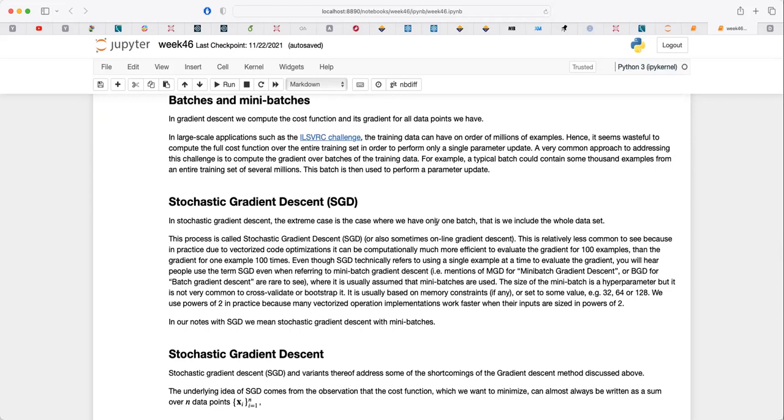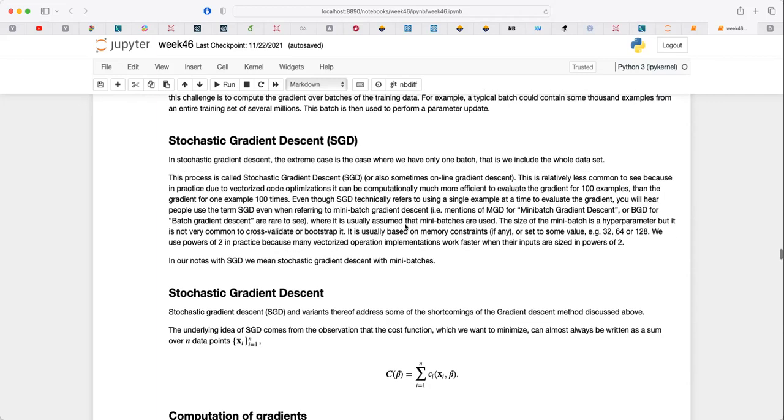In stochastic gradient descent, there is an extreme case when you have only one batch, but you place yourself randomly where you start in your data set. This approach is normally never used. So you would typically split your data set into small batches.